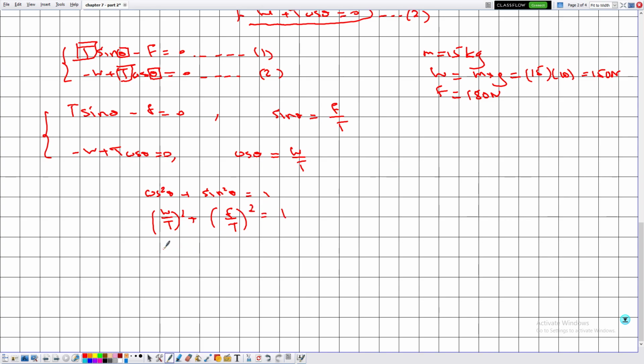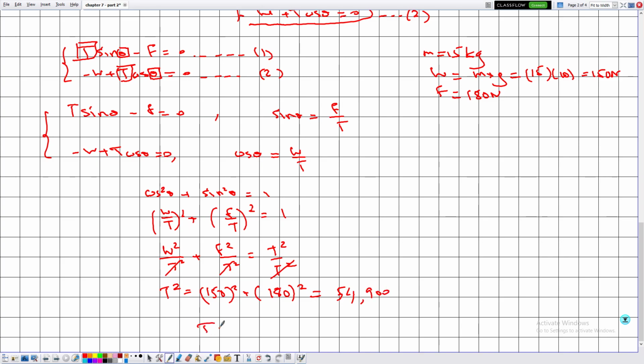Now, which means that W square divided by T square plus F square divided by T square is equal to T square divided by T square. So simplifying out by T square, because 1 may be written as T square divided by T square. So we know the value of W and we know the value of F. Therefore T square is equal to 150 to the power 2 plus 180 to the power 2. Now plugging this on the calculator, this is given by 54,900.